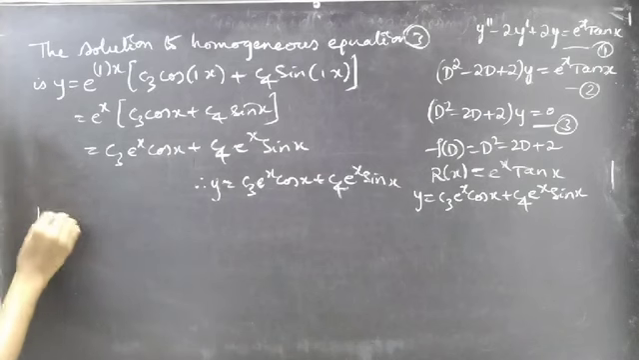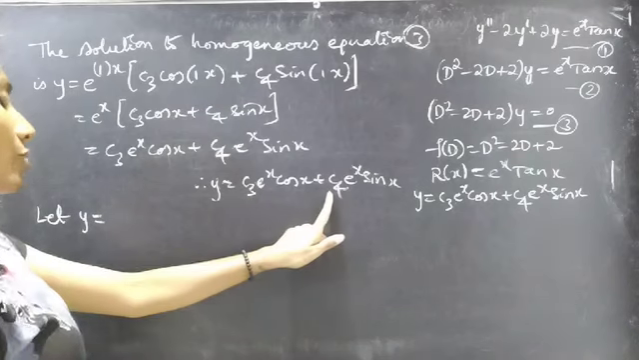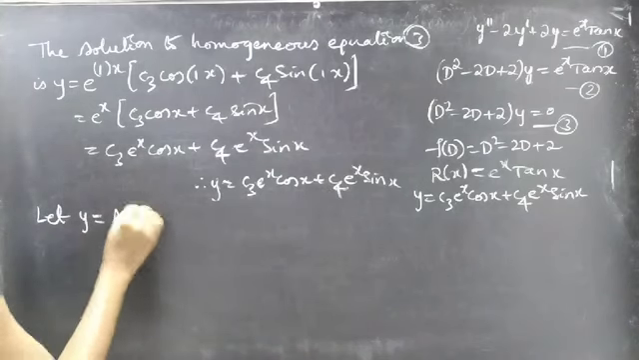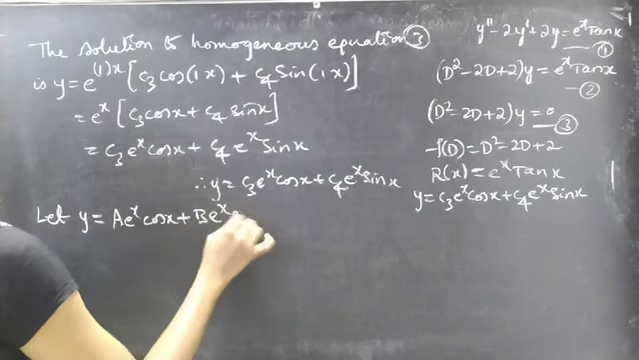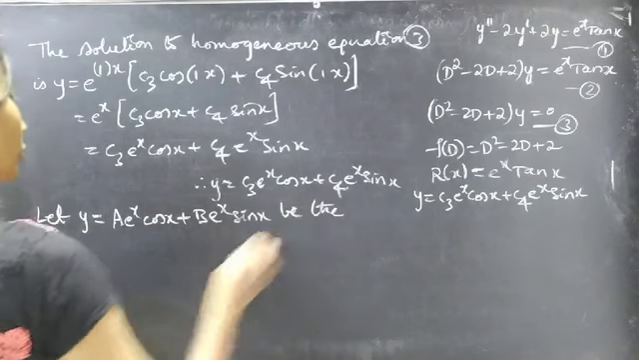Let y equal to, just replace the constants C3, C4, or parameters, with functions of x, a and b. We'll get a e power x cos x plus b e power x sin x, be the general solution of 1 and 2.